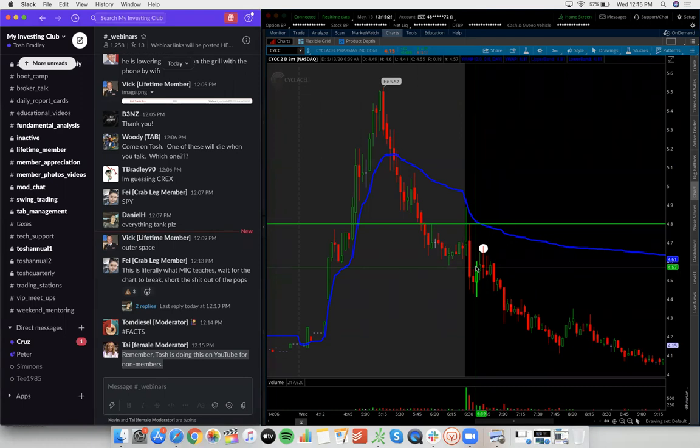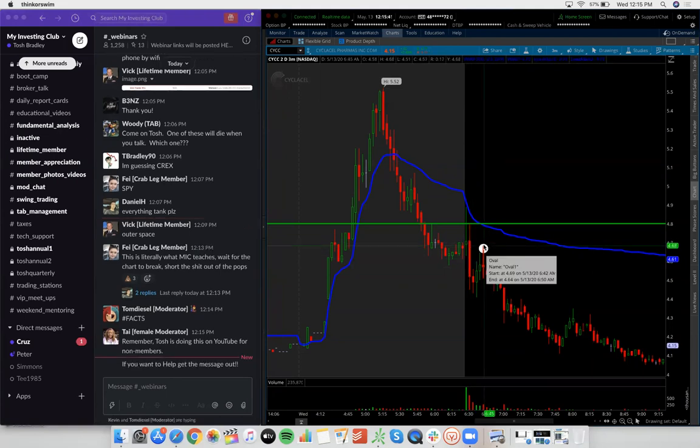Sometimes you don't ever get that death candle, though. Sometimes you just get that slow fade into nothing. It'll give you the tiniest little blip at the open, and then it just does nothing and fades for the rest of the day. Tick for tick for tick until it's red on the day.